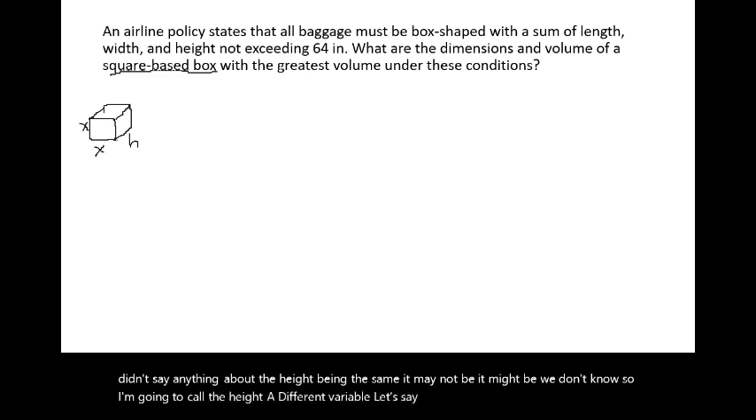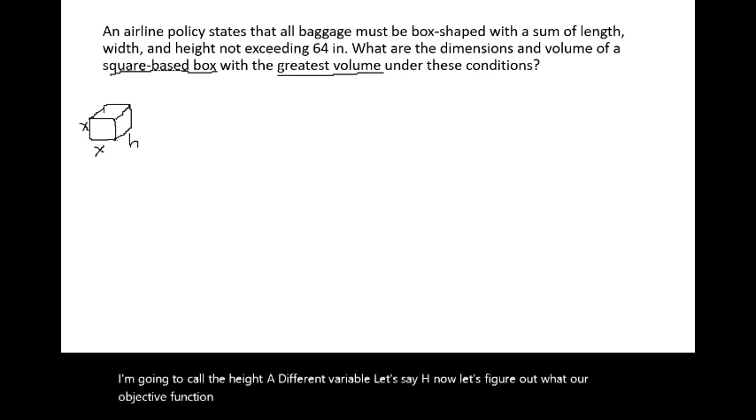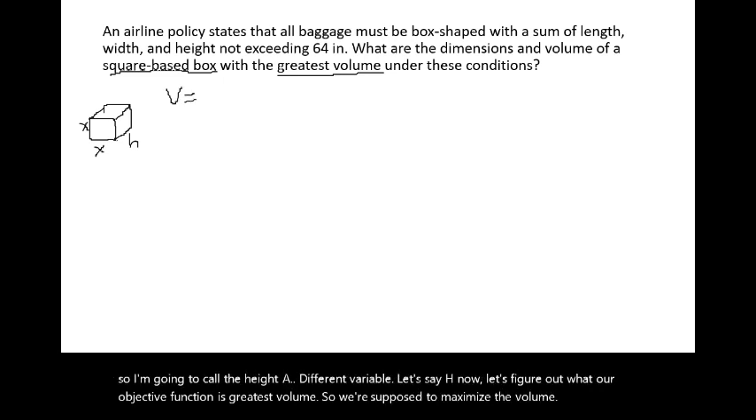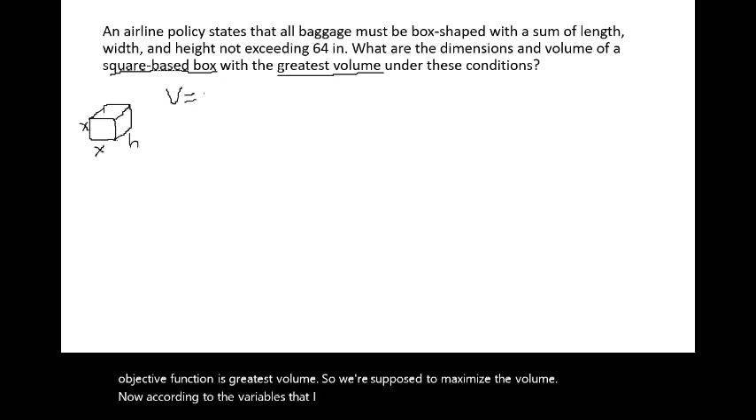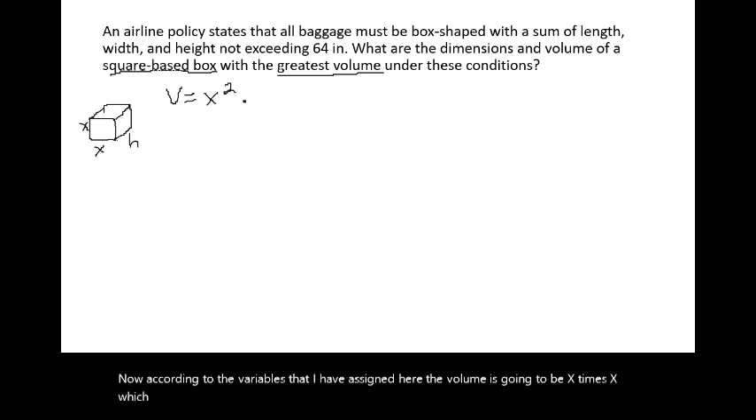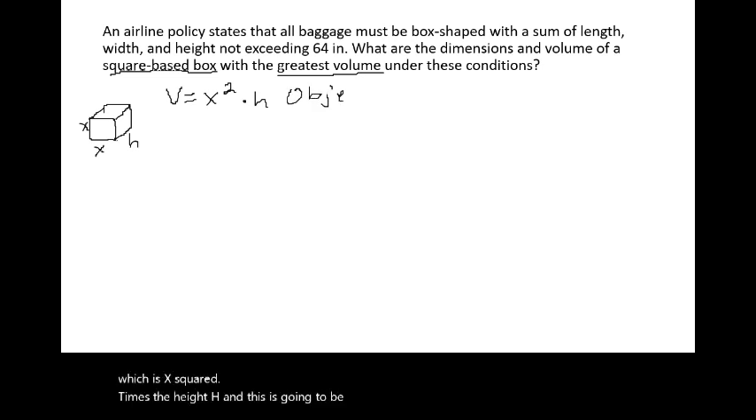Now let's figure out what our objective function is. Greatest volume. So we are supposed to maximize the volume. Now according to the variables that I have assigned here, the volume is going to be x times x, which is x squared, times the height h. And this is going to be our objective. So that's our objective function.